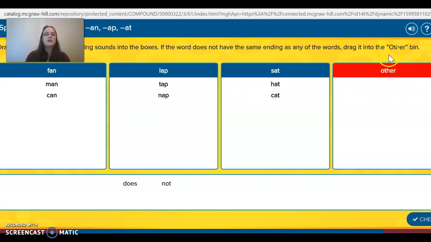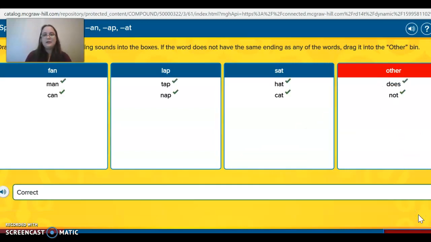So then this last column over here says other. Those are just any other words that are left that don't belong to any of those word families. So our word does and our word not, they don't belong to any of the word families. Now let's check and see if we got them right. Yay, we got them all right. Awesome job, friends. Now we're going to head over and do some sight word work.